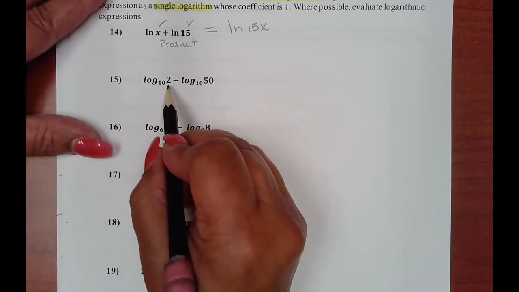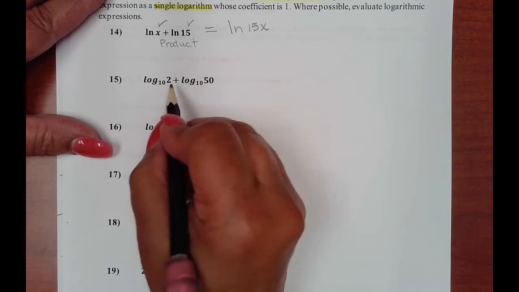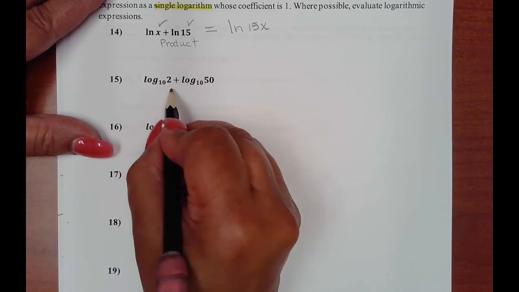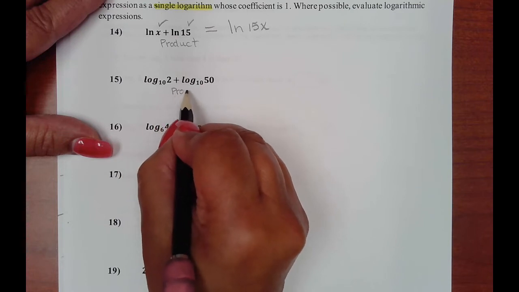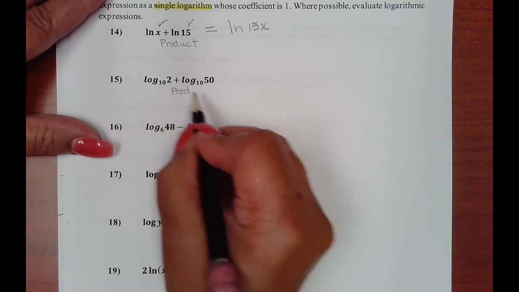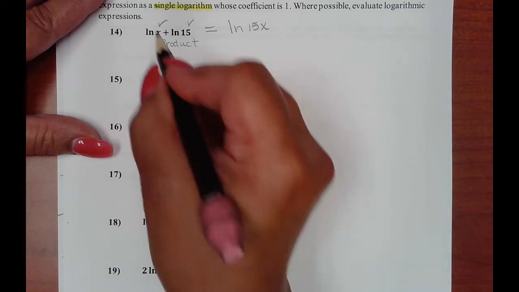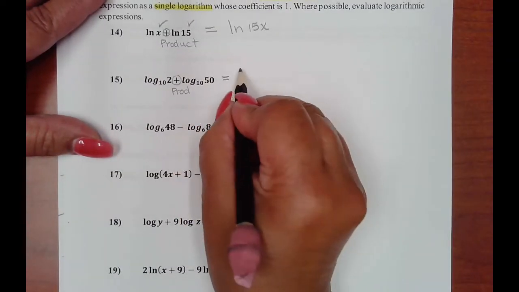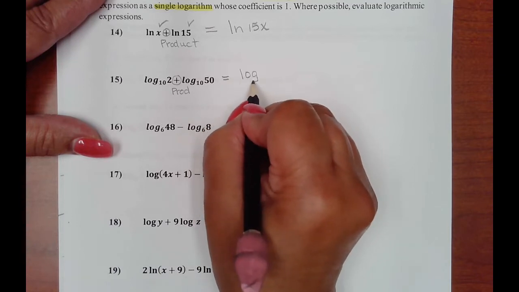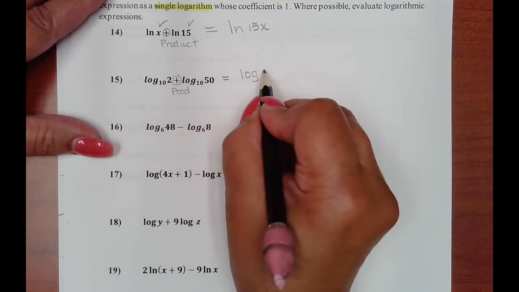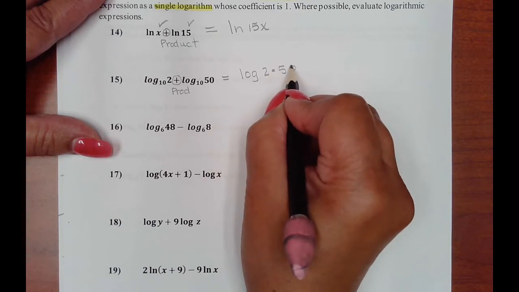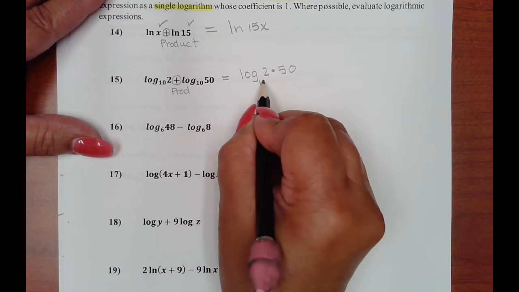You have a log of 2 plus a log of 50. So if there's a plus sign separating these individual logs, that means when it was a single log, it used to be a product because of this plus sign. Just like I was looking at the plus sign here. So I'm going to put these back together as the factors that made these individual logs. 2 times 50, base is 10.